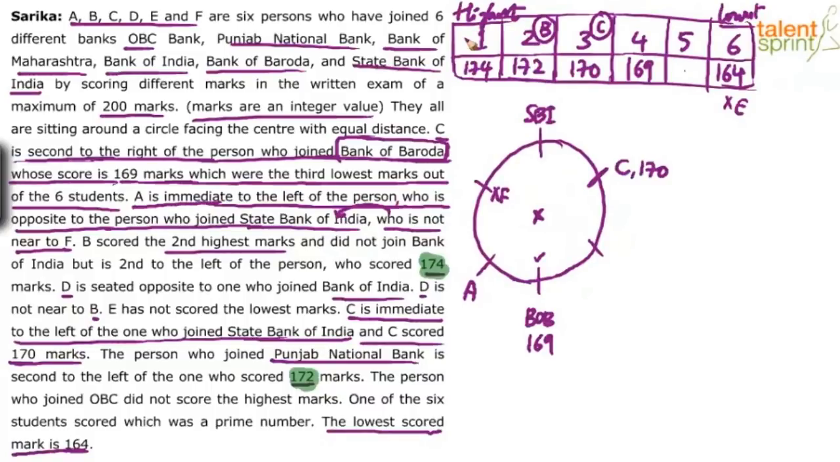And by the way, what is this fifth score? How can we identify that? I think this point will help. One of the 6 students scored something which was a prime number.